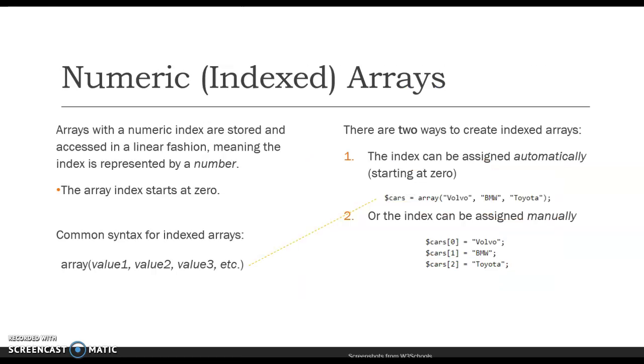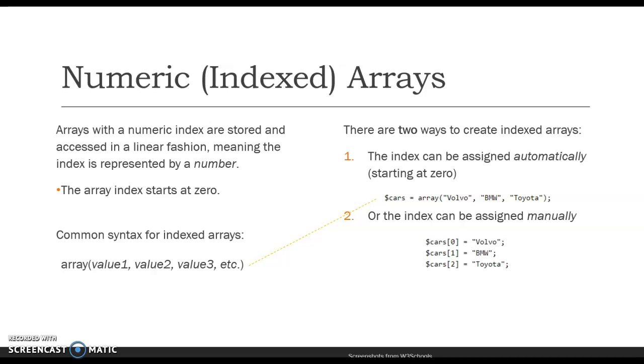So with numeric arrays, like I said, they're using numbers, and they are stored and accessed in a linear fashion. Like I said, starts at 0, and then would increment. So in these examples, you'd be 0, 1, 2. So there's 2 different ways to create indexed arrays.